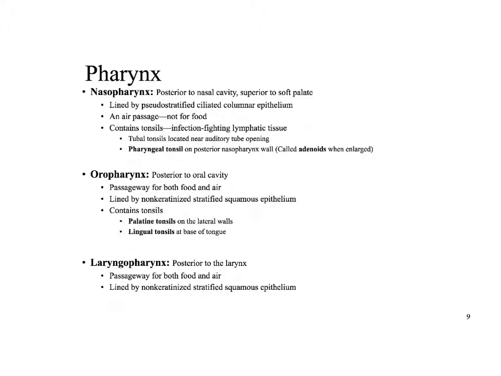Okay, so here I have more words about these parts. So there's the nasopharynx: posterior to the nasal cavity, superior to the soft palate, pseudostratified ciliated columnar epithelium. It's only for air. Normally food doesn't go down your nose. Sometimes it does, but most of the time it doesn't.